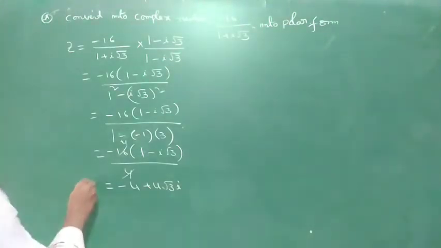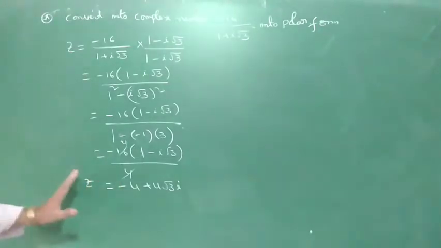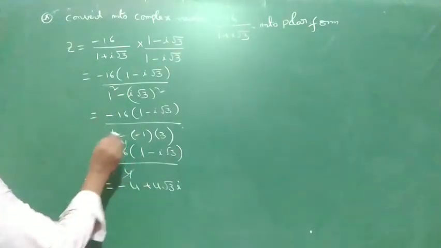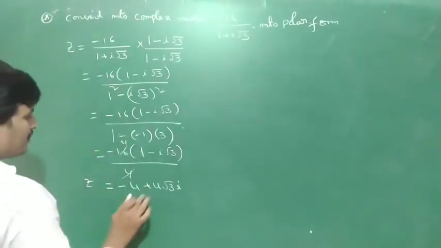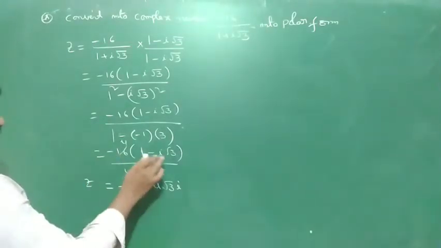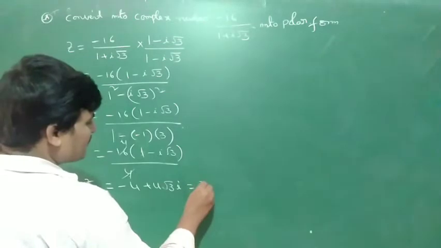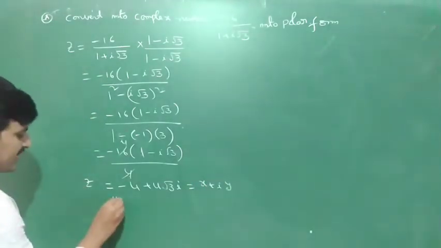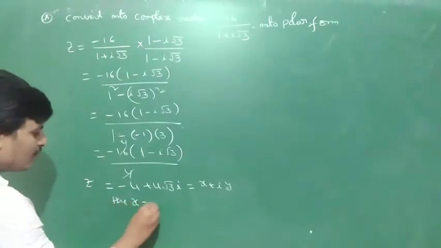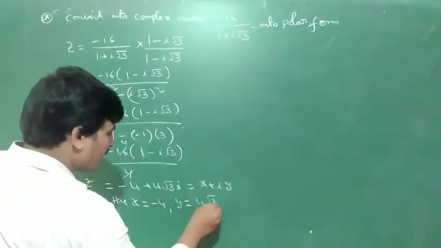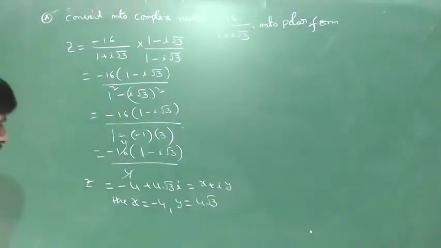This is z. Okay, now first convert into x plus iy form, next polar form. So minus 4 into 1 minus i root 3 gives minus 4 plus 4 root 3 i. This is converted into x plus iy. So here x is equal to minus 4 and y is equal to 4 root 3.